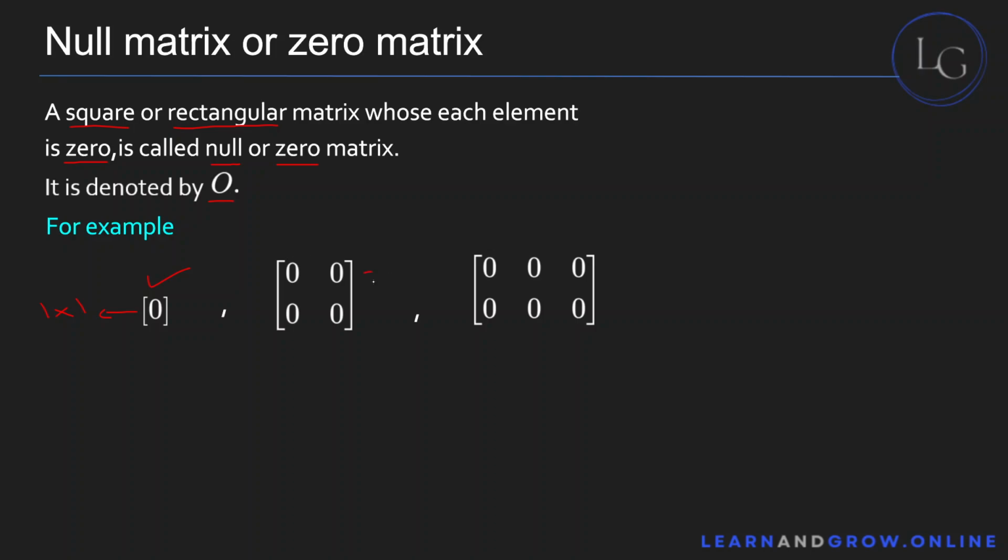This matrix here, it is a 2 by 2 square matrix. All the elements are 0. So it is also a null or zero matrix. This matrix here, it is a 2 by 3 rectangular matrix. It has 2 rows and 3 columns. And every element in this rectangular matrix is 0. So it is also a null or zero matrix. And that's about it really.